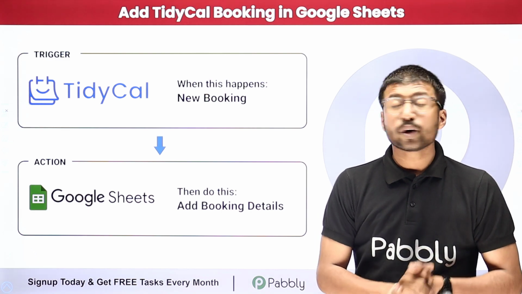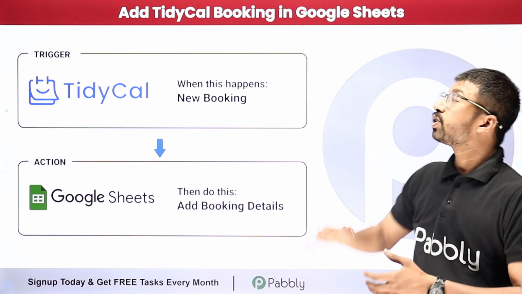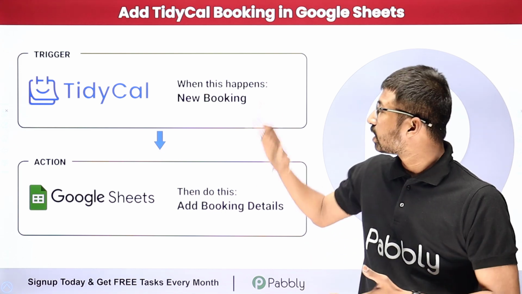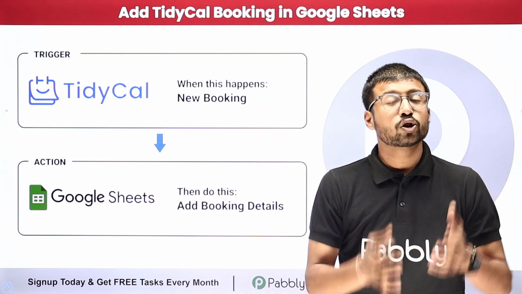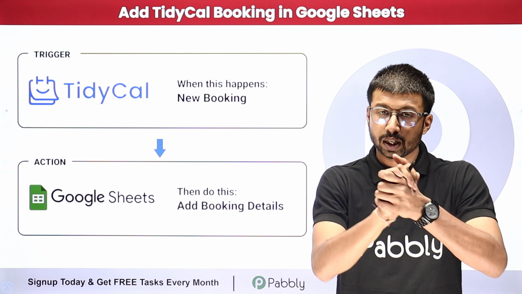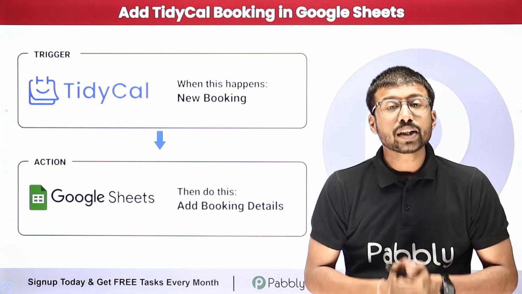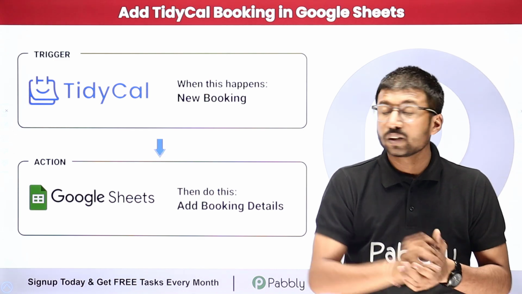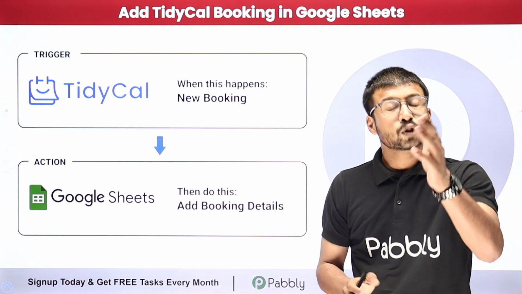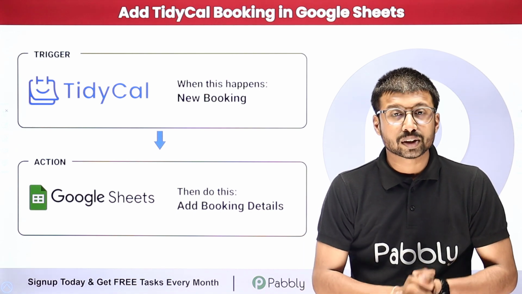So in this video, we are going to learn how to add TidyCal booking in Google Sheets. Let's say you're using TidyCal as a platform for your workshop, consultation or appointment booking, and you have created multiple booking pages in TidyCal. Now you want to add the booking details which you're receiving from a specific page in your Google spreadsheet. So let me tell you, you can completely automate this process.